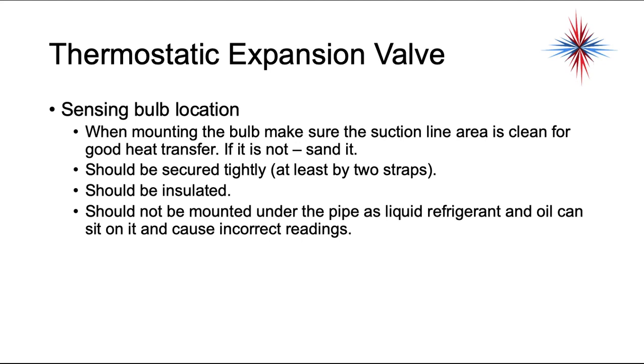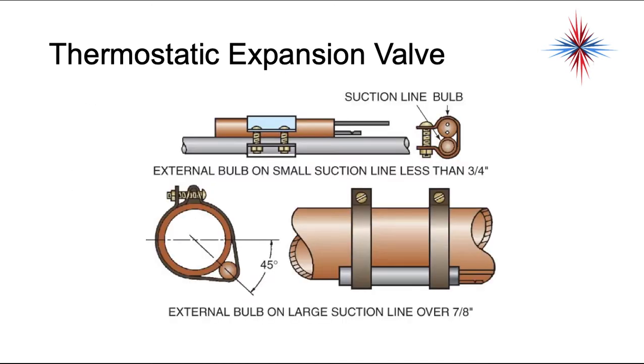When mounting the bulb, make sure the suction line area is clean for good heat transfer. If it's not, sand it. It should be secured tightly by at least 2 metal straps. It should be insulated. It should not be mounted under the pipe, as liquid refrigerant and oil can sit on it, causing incorrect readings. So, external equalizer on a small suction line, less than 3/4 inch, put it at the top.